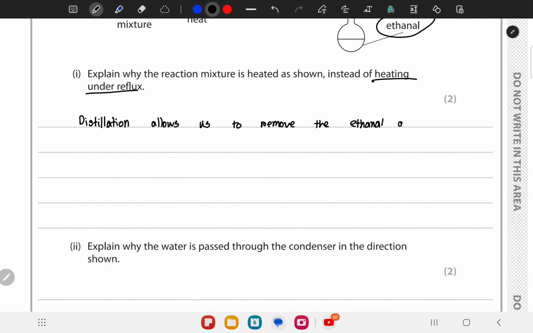As it is formed, which prevents the formation of ethanoic acid.